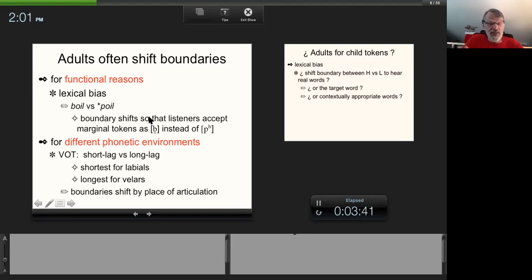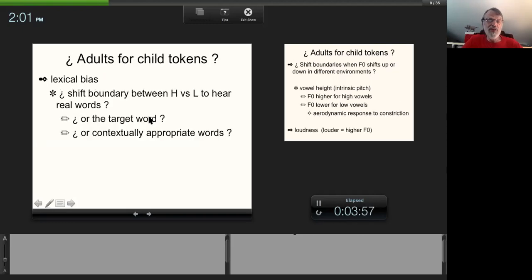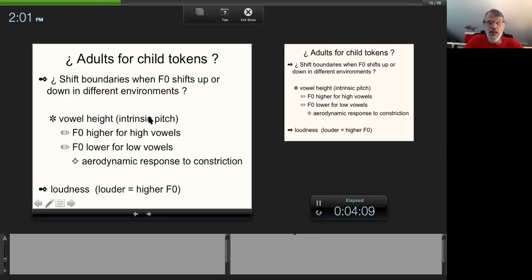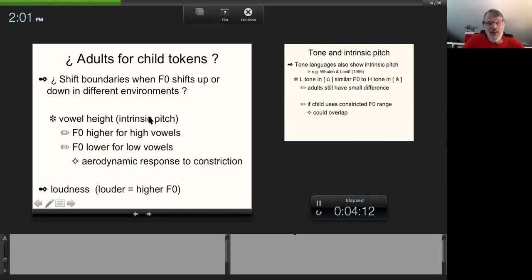So the difference in VOT is shortest for labials B, P, and longest for velars G, K. And as I say, the boundaries show up at multiple places depending on place of articulation. Presumably this is going on when we transcribe children. If something falls near the boundary between high and low, perhaps we expand the boundary in order to hear a real word or the target word or contextually appropriate word. If there's a shift in fundamental frequency due to something or other, perhaps our boundaries will shift.